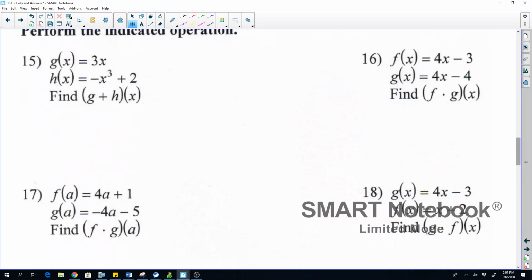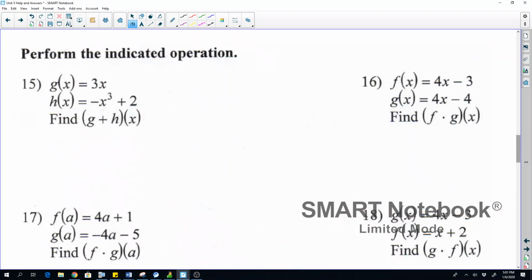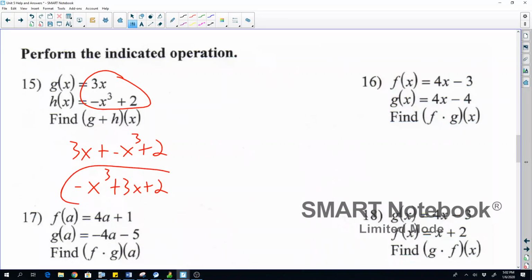Please perform the indicated operation. And so with the indicated operation, it says g plus h. We're basically just going to combine those together, add them together. So g plus h is going to be g, 3x, plus h, negative x cubed plus 2. We can't really combine any like terms, but we can list the highest power first. So negative x cubed plus 3x plus 2. And that is our answer. Not too bad, right? Not too bad.